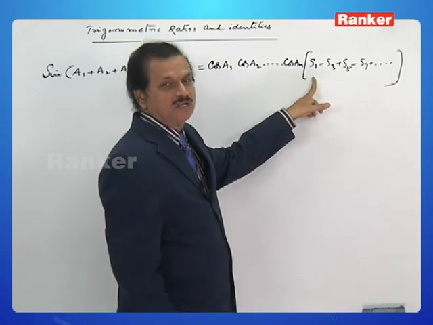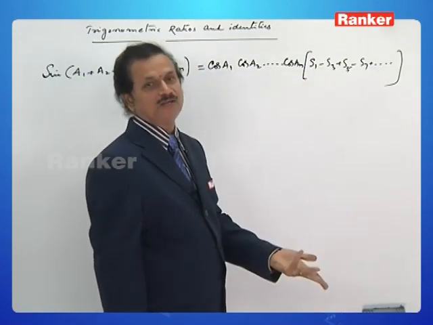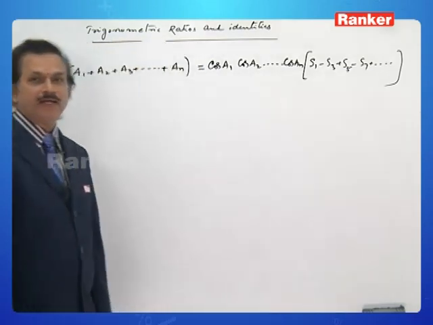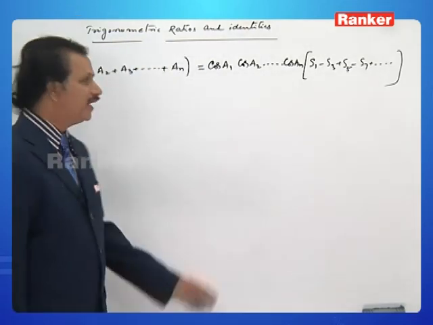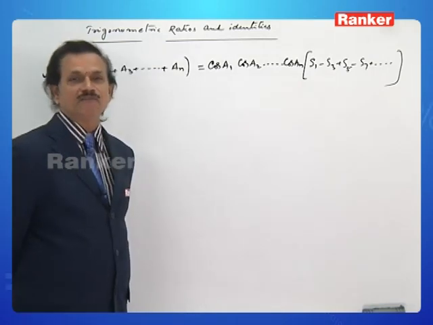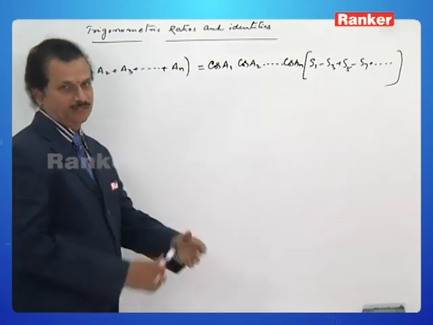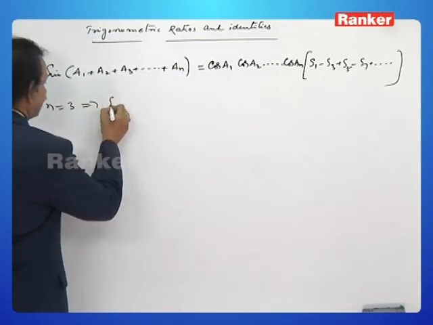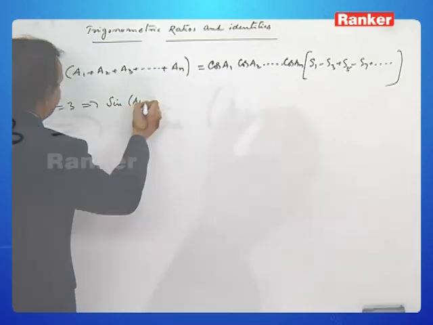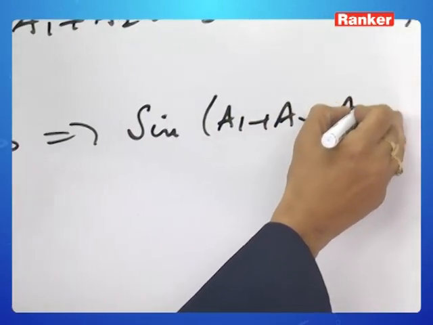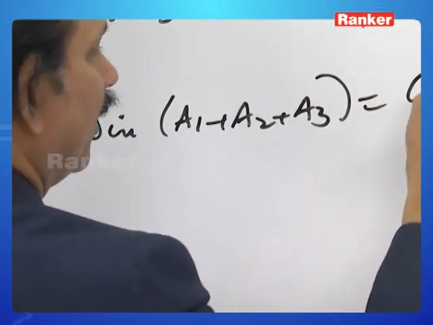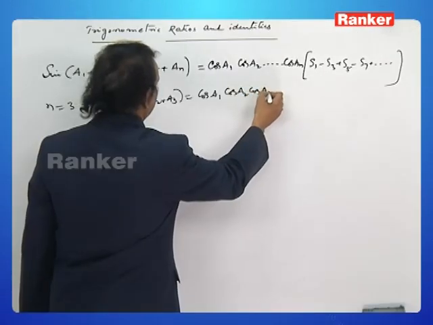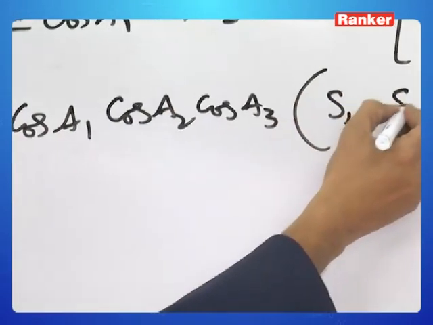What is S1? Tan A1 plus tan A2. Correct. Next, let me take n is equal to 3, then LHS becomes sine of A1 plus A2 plus A3, isn't it? N is equal to 3 implies sine of A1 plus A2 plus A3 is equal to cos A1 into cos A2 into cos A3 into S1 minus S3. Is it right or not?